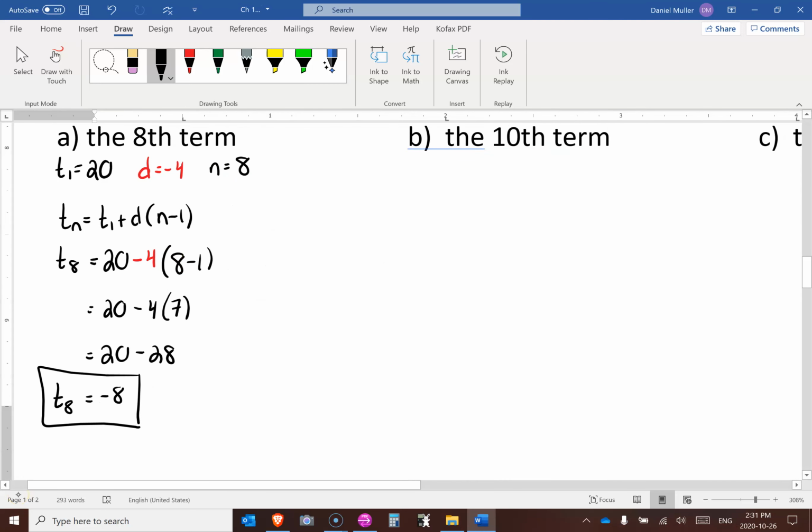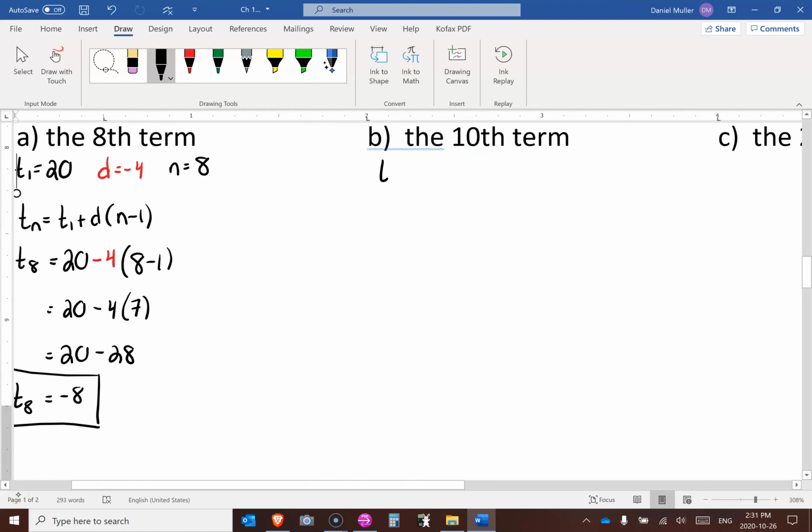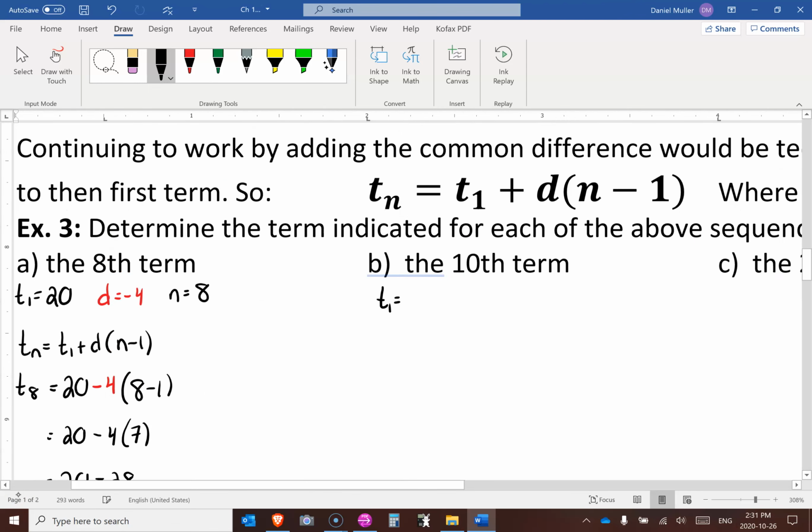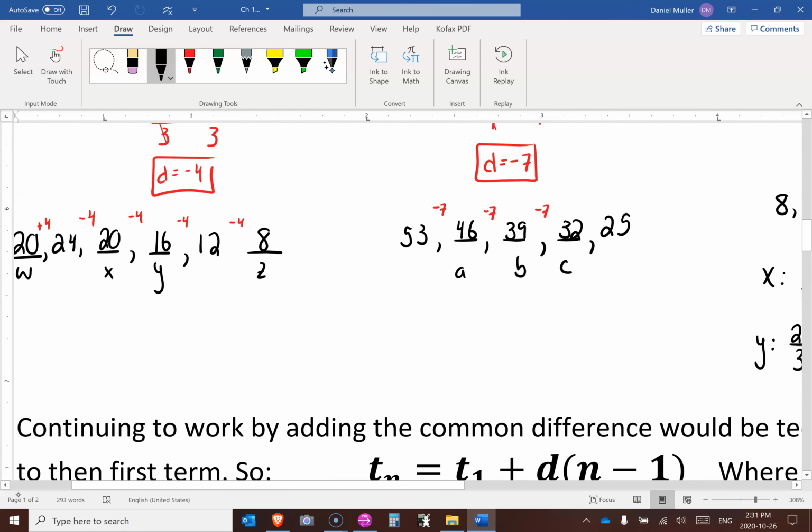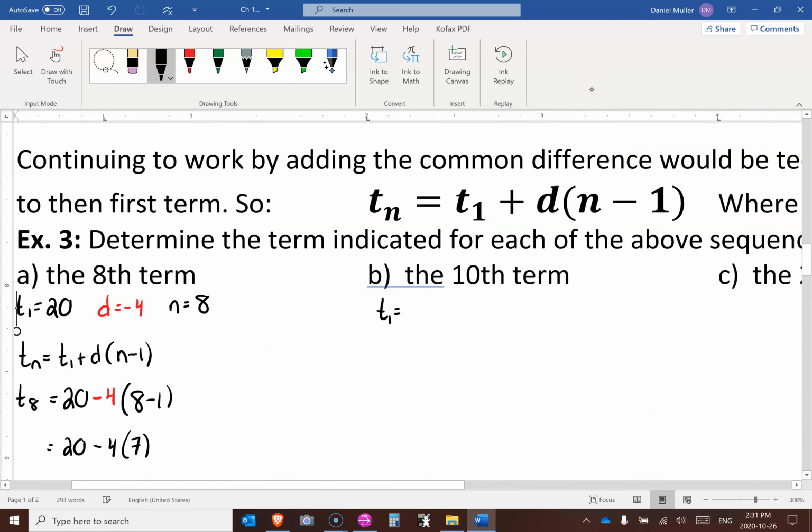Okay, now we've got to find the 10th term, but it's a different sequence of numbers. So T1, I don't even know what term 1 is, so let's look above here. Term 1 there, you can see, is 53, and our d is -7. So term 1 is 53, and then our d, our common difference, is -7. And then the number of terms is 10. So we're looking for the 10th term.